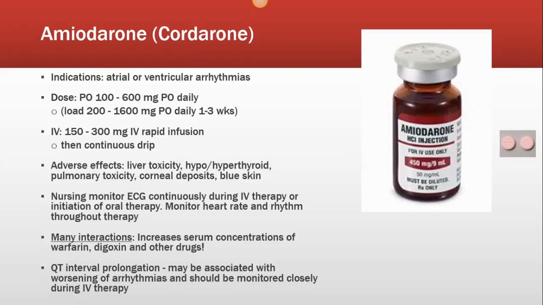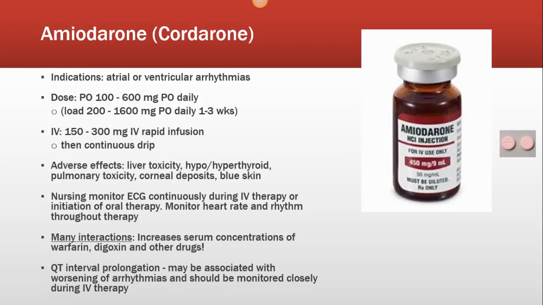So during therapy, as with the other antiarrhythmics, we're going to make sure that we have EKG monitoring and heart rate and rhythm throughout therapy. Amiodarone is a good drug. It can really help with atrial and ventricular arrhythmias. However, it does have many interactions, and it can increase the concentrations of warfarin, digoxin, and other drugs. So we don't give this, either PO or IV, without a healthy respect for the other drugs they are on and watching for those interactions.